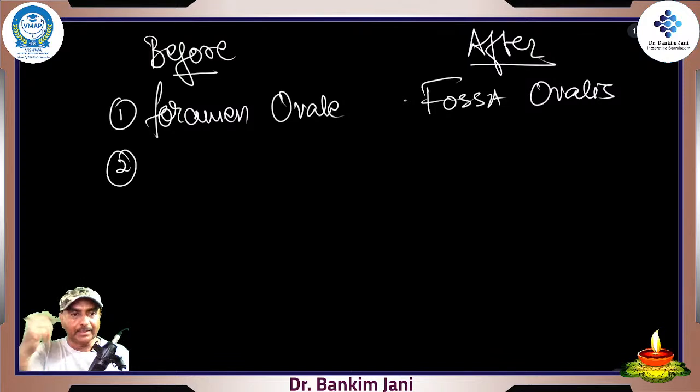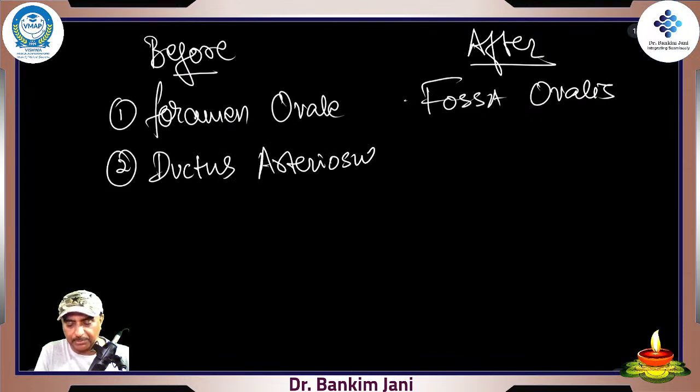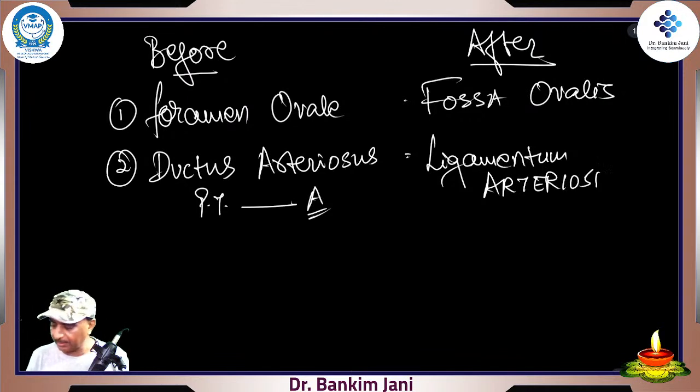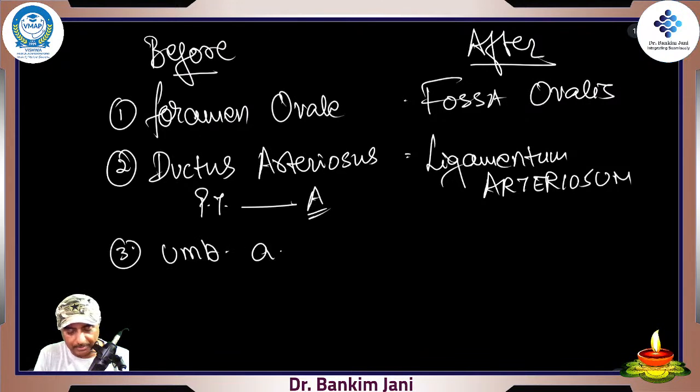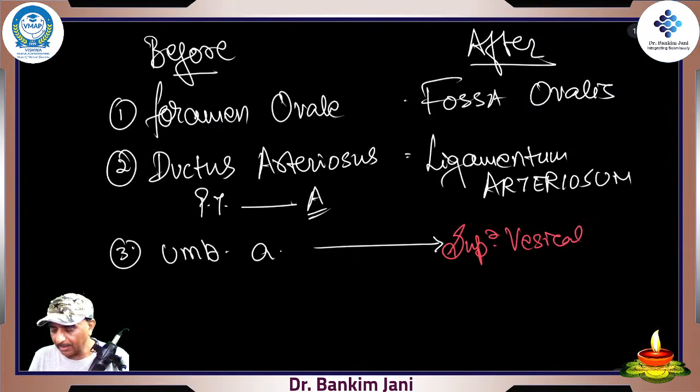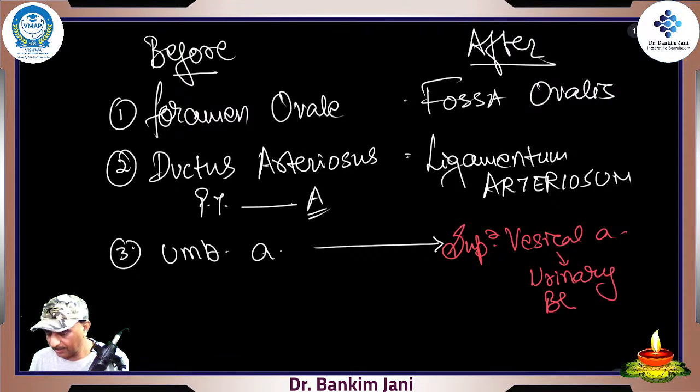Then next was the ductus arteriosus. The name itself tells you it is between two arteries, two big boss arteries, the pulmonary trunk and our all-time beauty, the aorta. It will now be converted, all are now ligaments only, to ligamentum arteriosum. The third change was the umbilical arteries. They said we don't want to go forever, so we'll keep working in the form of superior vesical arteries, supplying the urinary bladder. So that part is done.